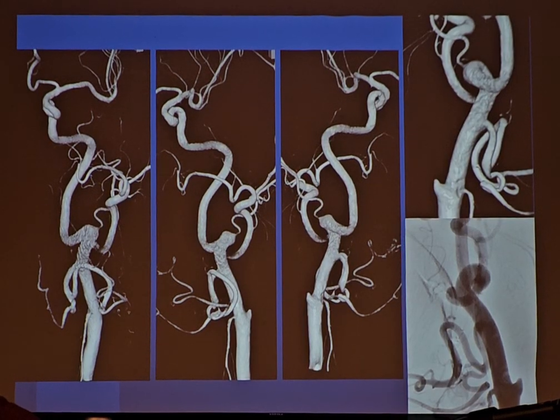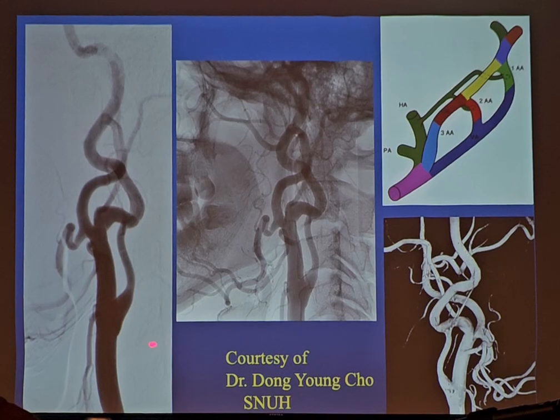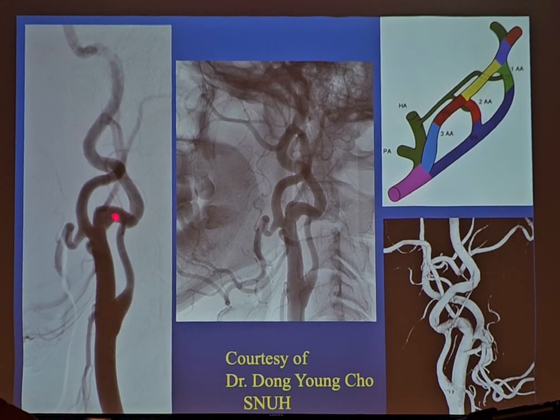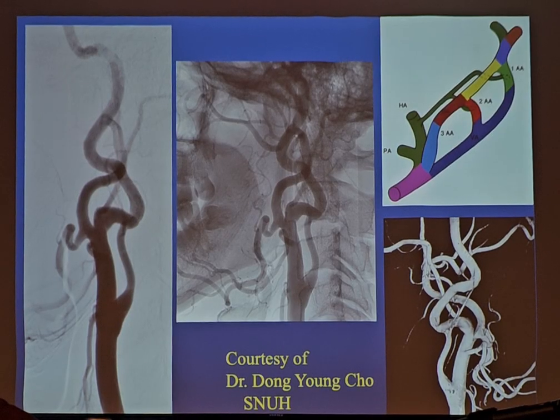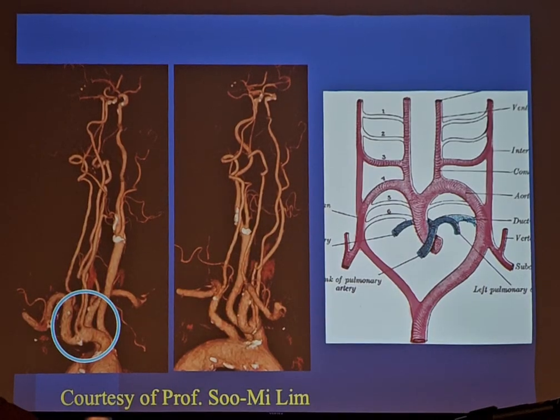There is another interesting case. I got it from a professor at Seoul National University. You can see the common carotid artery, and you have a duplication of the internal carotid artery. So this is supposed to have regressed, but did not regress, and instead this is connecting together, becoming a duplicated internal carotid artery this way. So this is an example of regression of the first segment.